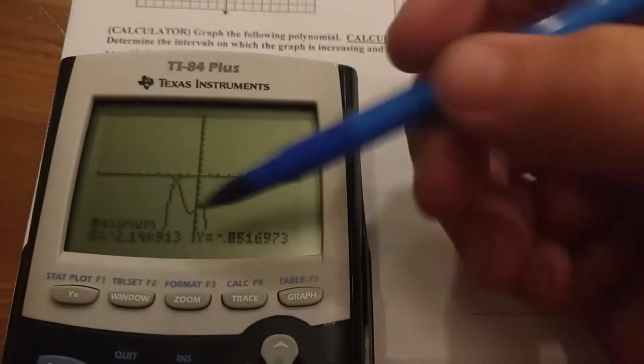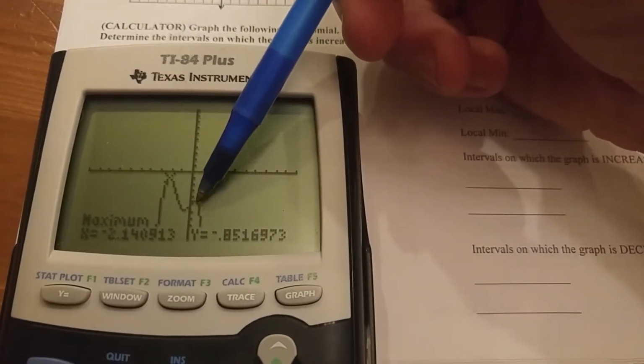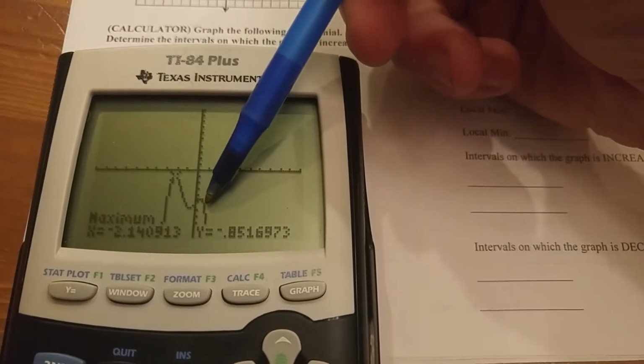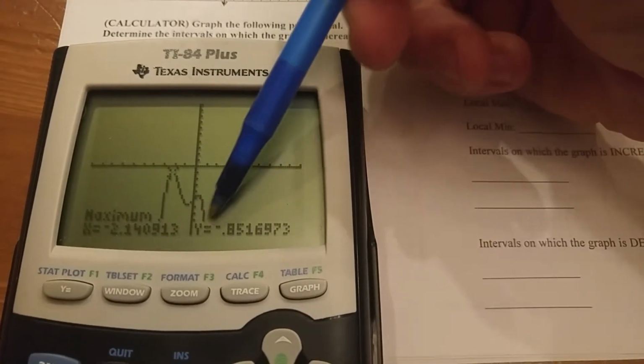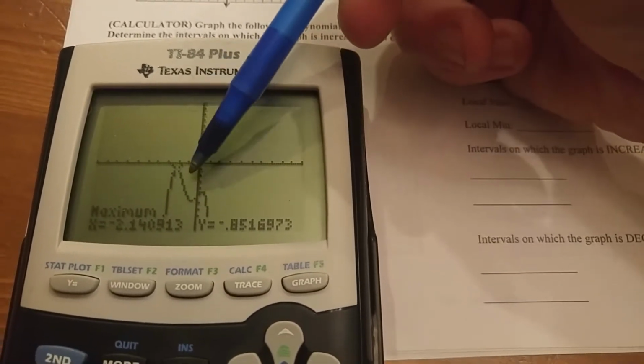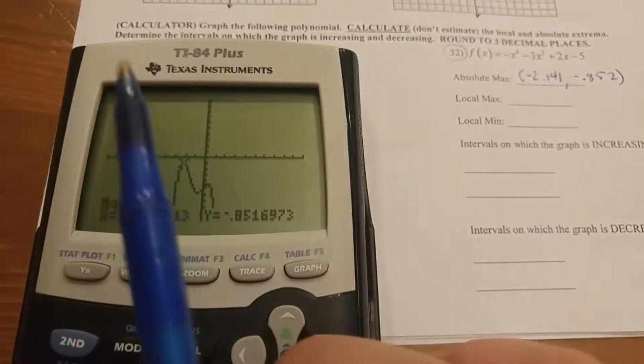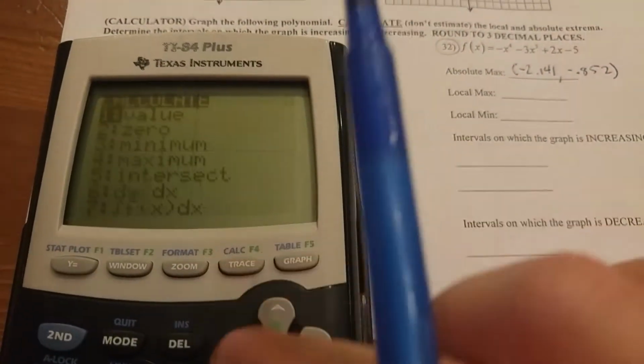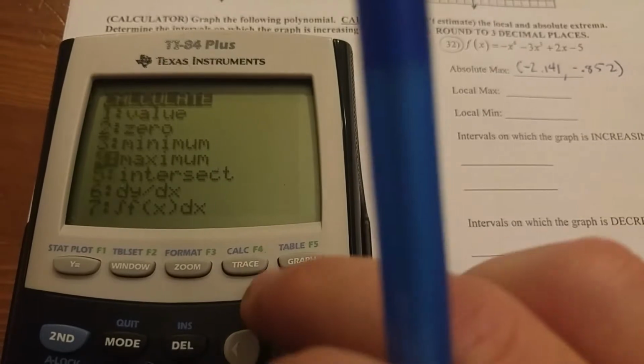To find the local max, we're going to do the same thing, but we're going to do it on this one. This is a maximum of the function, at least regionally. It's not the overall maximum, but it is still a maximum. So we're going to do the same thing. Go into second, calculate. We're going to do maximum again.